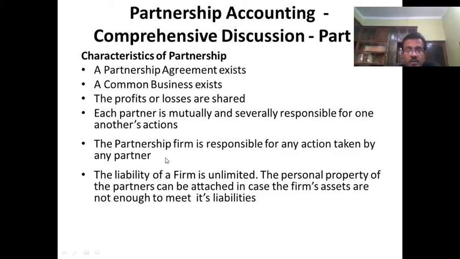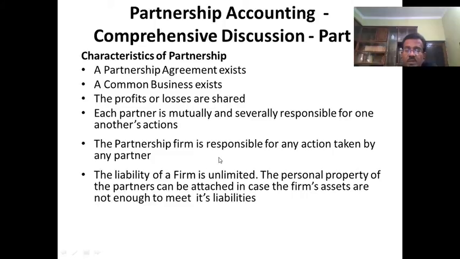Characteristics of partnership. One, a partnership agreement exists. A common business exists. The profit and loss are shared. Each partner is mutually and severally responsible for one another's actions. One partner will represent the whole firm. The action of one partner will be binding on the other partners. The partnership firm is responsible for any action taken by any partner. So the partners are mutually and severally responsible for one another's actions, and the partnership firm is also responsible for any action taken by any partner.